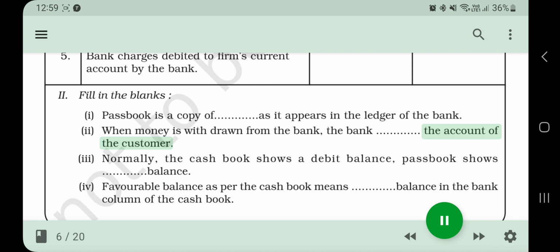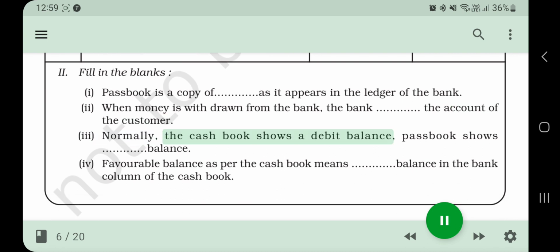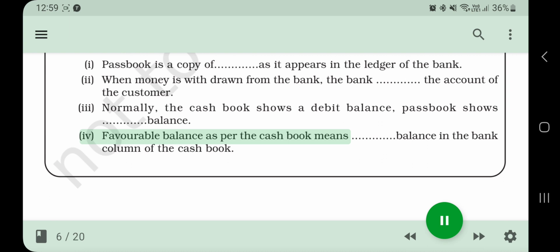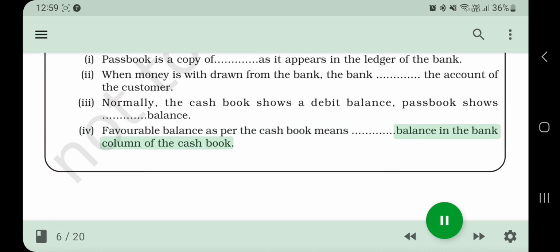The account of the customer. Normally, the cash book shows a debit balance, while the passbook shows a credit balance. Favorable balance as per the cash book means the balance in the bank column of the cash book.